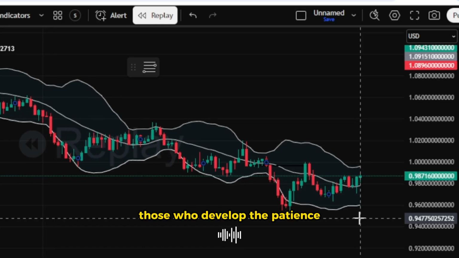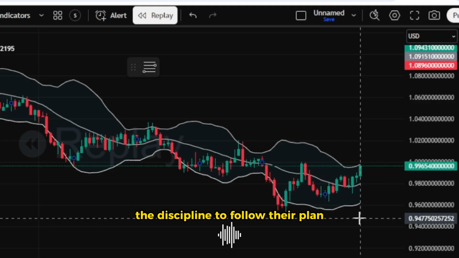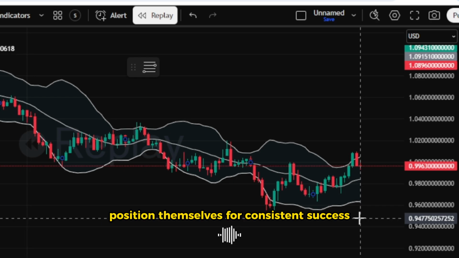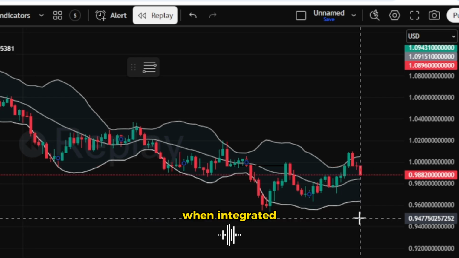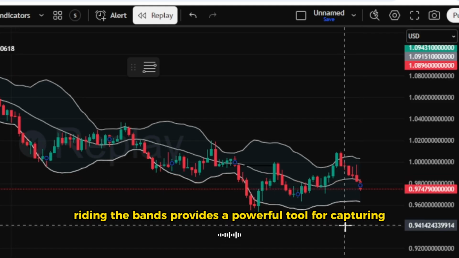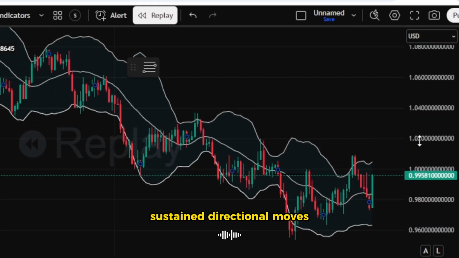Those who develop the patience to wait for proper setups, the discipline to follow their plan, and the humility to accept when trends falter position themselves for consistent success. When integrated thoughtfully into a comprehensive trading plan, riding the bands provides a powerful tool for capturing sustained directional moves.